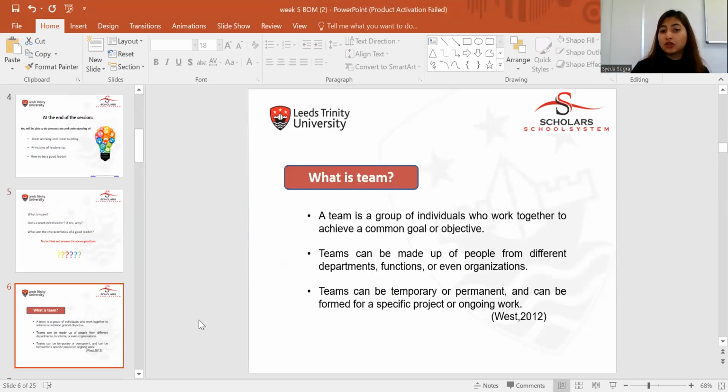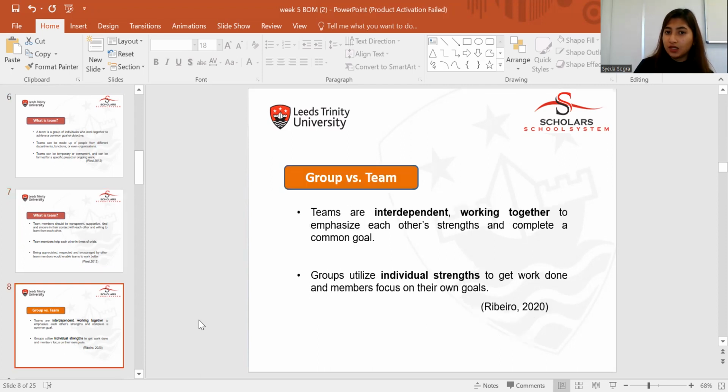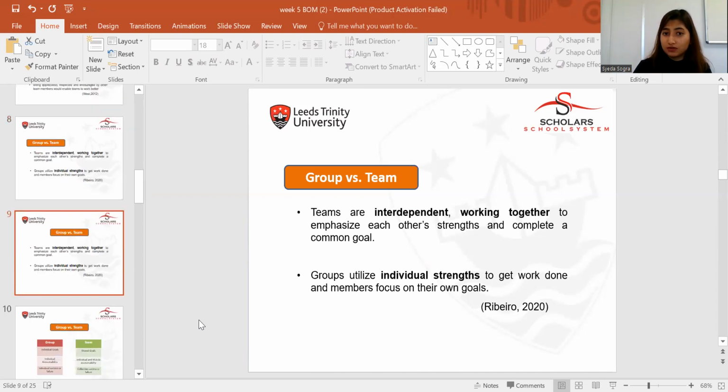A team is basically a group of individuals who work together to achieve a common goal or objective. It can be made up of people from different departments, functions, or even organizations. Team members should be transparent, supportive, and sincere in their contact with each other and willing to learn from each other. Group or team? Teams are interdependent, working together to emphasize each other's strengths and complete a common goal. On the other hand, groups utilize individual strengths to get work done and members focus on their own goals.